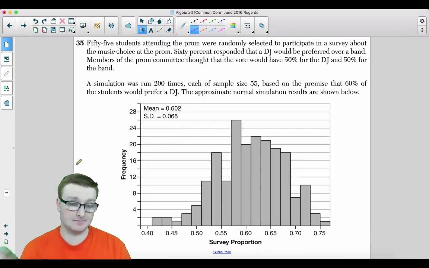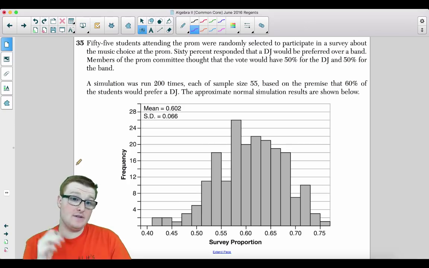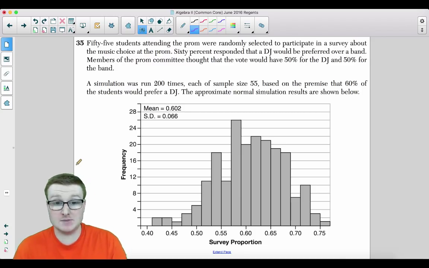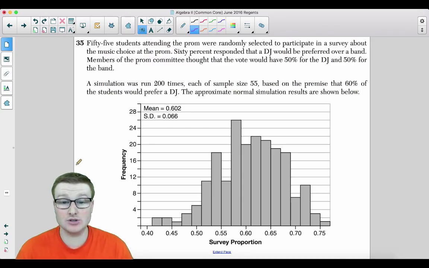So anyway, number 35. 55 students attending the prom were randomly selected to participate in a survey about the music choice at the prom. 60% responded that a DJ would be preferred over a band. Members of the prom committee thought that the vote would be 50% for the DJ and 50% for the band. A simulation was run 200 times, each of sample size 55, based on the premise that 60% of students would prefer a DJ. The approximate normal simulation results are shown below.